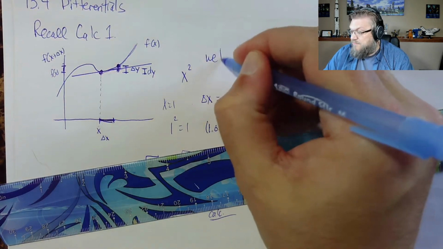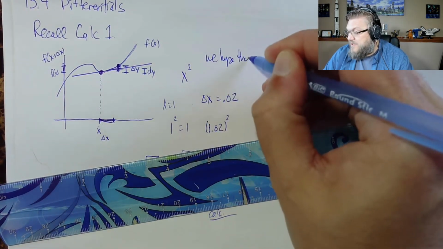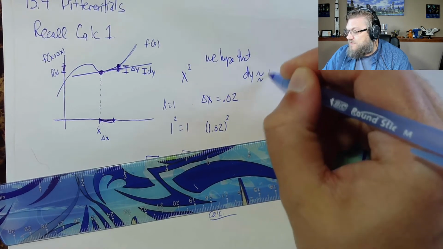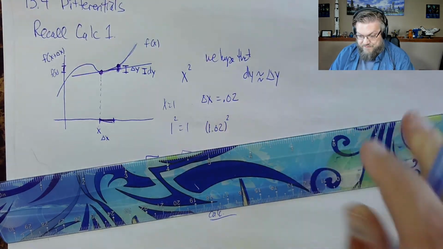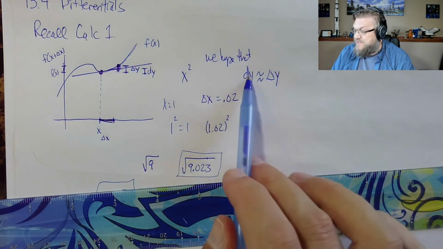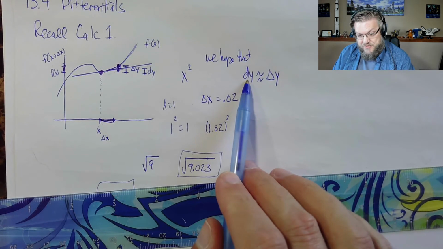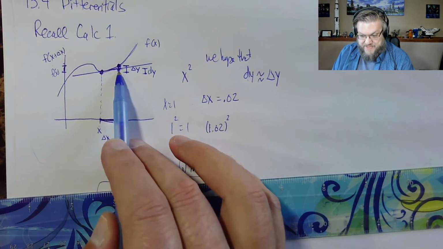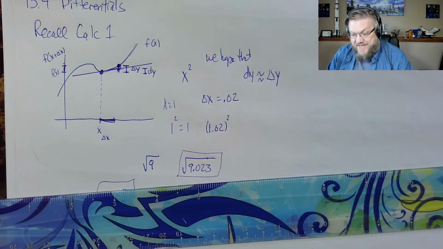So we hope that dy is approximately equal to the actual change in y. And that's how we can build a differential. That's what we want the differential to do. We want it to be what the tangent line will predict as the y value and use that instead.